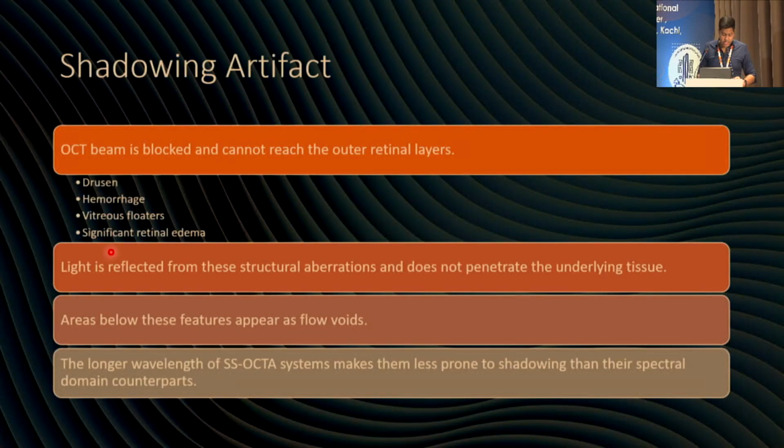There can be shadowing artifacts. Shadowing artifact is when the OCT beam is blocked and cannot reach the outer retinal layer. There can be drusen, hemorrhage, vitreous floater, or significant retinal edema that can also cause shadowing artifact. Light is reflected back from this structural aberration and does not penetrate the underlying tissue. The area below these features appears as a flow void area.